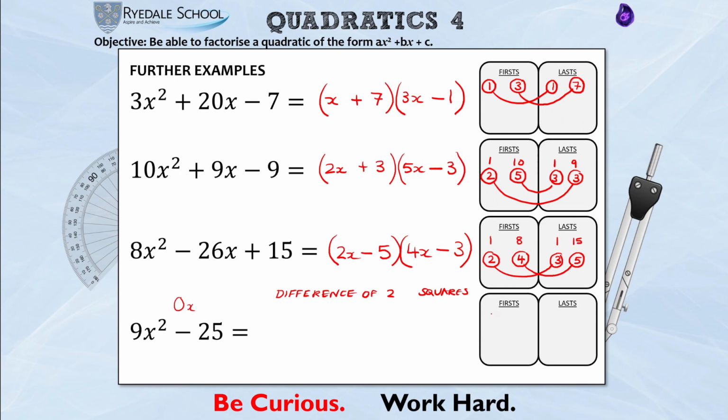Now, my firsts could be 1 and 9 and 3 and 3. My lasts could be 1 and 25 and 5 and 5. But if I need the things to disappear, I will be picking numbers that are the same. And with the difference of two squares, you end up with identical brackets, but the symbols are different. By making the symbols different, when you multiply out your outers and your inners, they will cancel each other out.